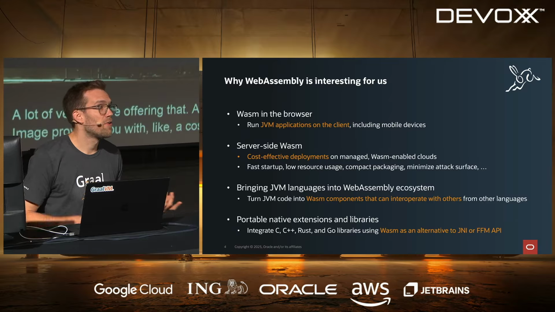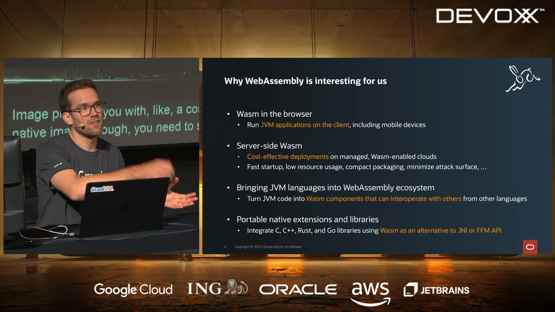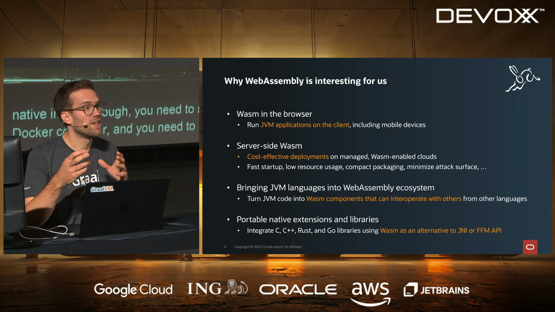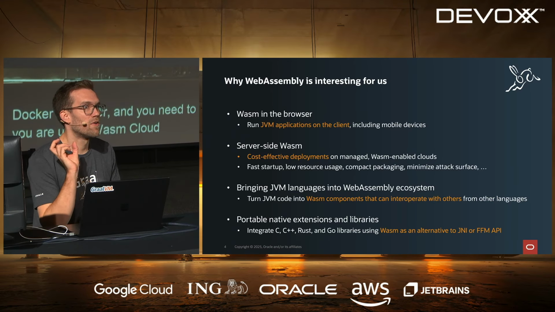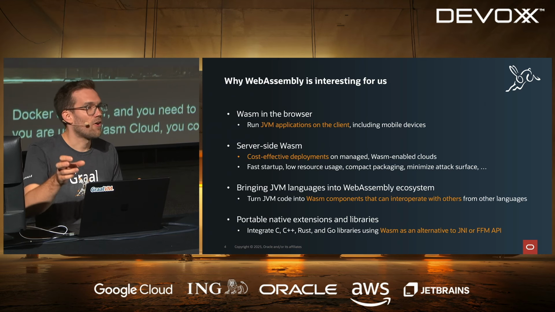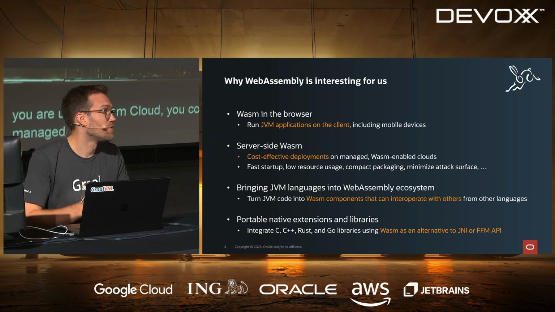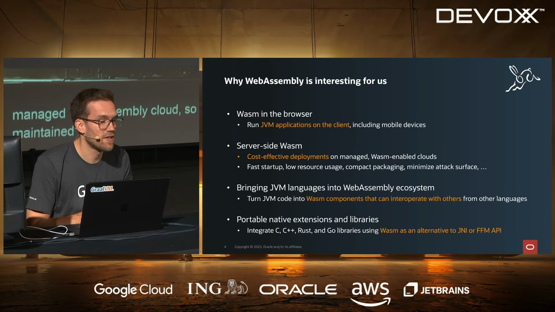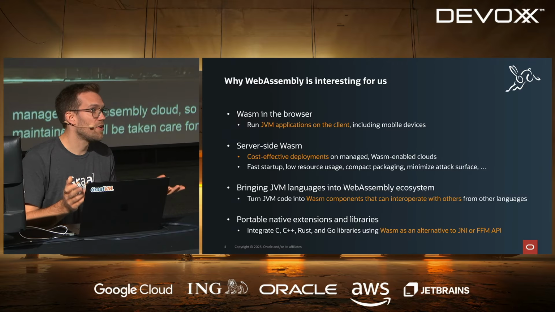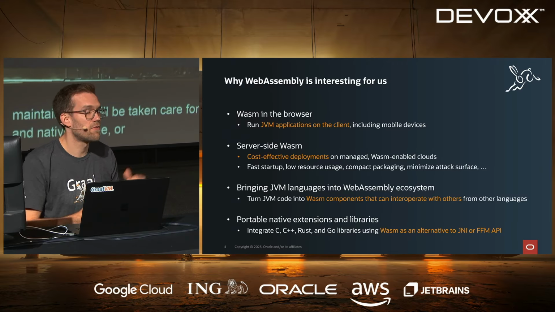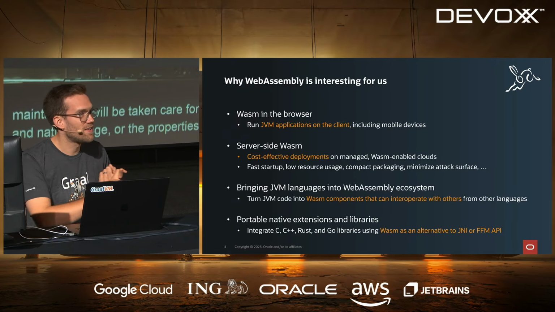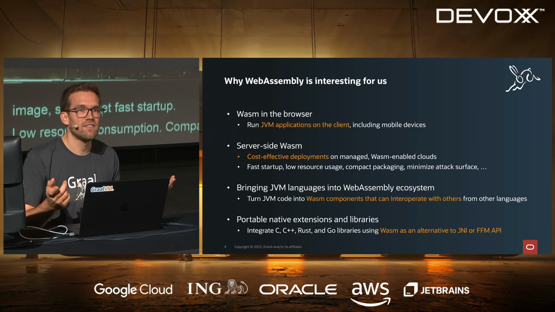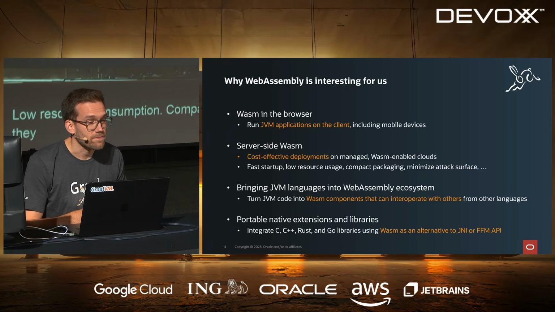With native image, though, you need to stick your native executable into a Docker container, and you need to keep that Docker container updated. If you are using a Wasm cloud, you could upload a web image onto a managed WebAssembly cloud. So you don't need to have any container maintained, it will be taken care of for you, right? So that's very interesting. And the properties of native image remain in a web image, so you get fast startup, low resource consumption, compact packaging, right? All these things also apply there.